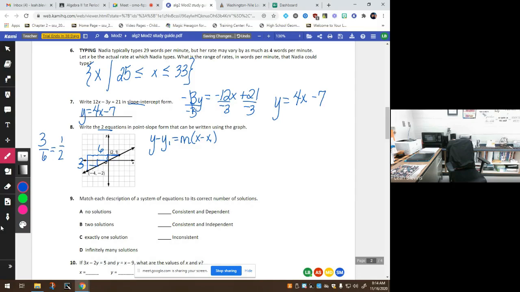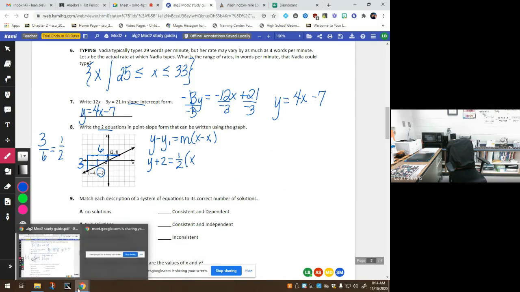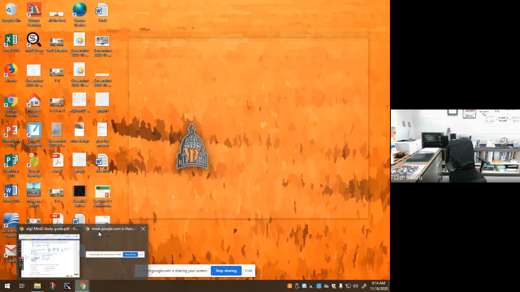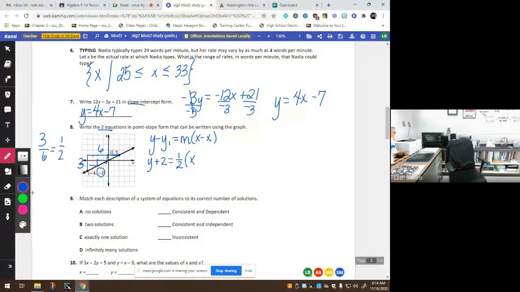So what would be an equation that I could write? Y minus the y coordinate. What's y minus a -2? Add 2 equals my slope times x minus that x coordinate. What am I going to write? X minus -4? X plus 4.